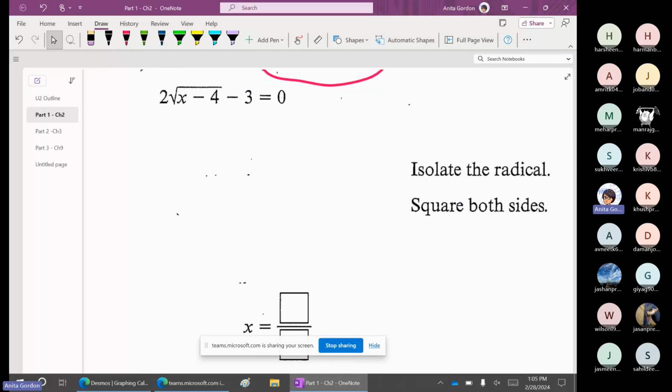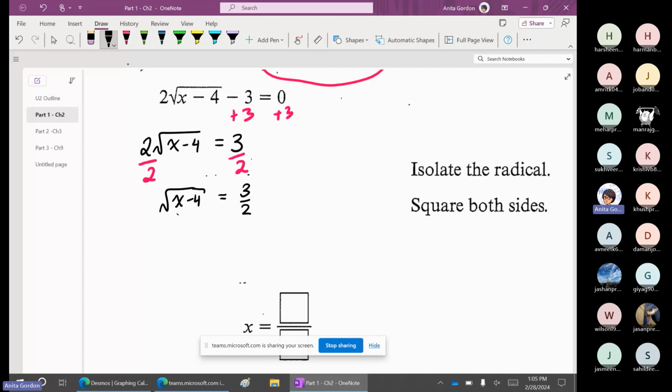First, I get rid of that 3, right? I'm going to add 3 to both sides. This gives me 2 square root of x minus 4 equals positive 3. What's my next step? Divide the 2. Yeah, divide the 2 on both sides. I get that the square root of x minus 4 equals 3 over 2.